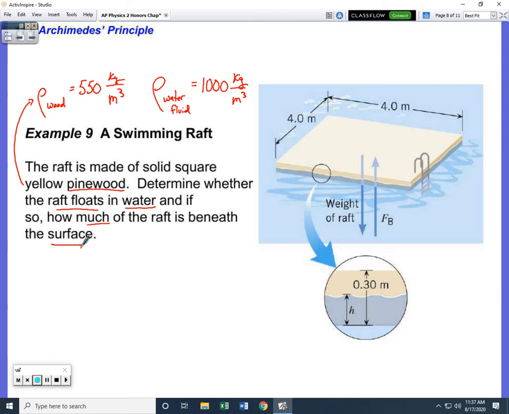So we start out, we have the different dimensions of this raft. It is 0.3 meters deep. It's a 4 meter by 4 meter raft. So it's basically a big rectangular solid. What we're trying to figure out is if the weight of the raft and the buoyant force on it are equal, or what exactly is going on.